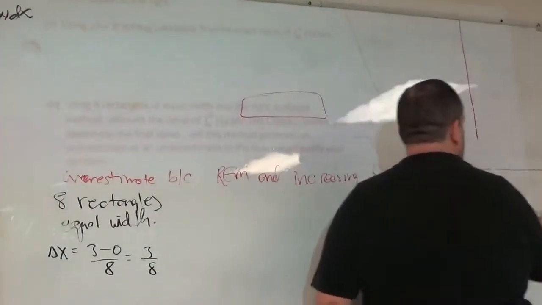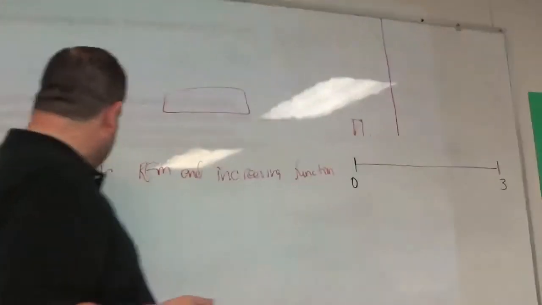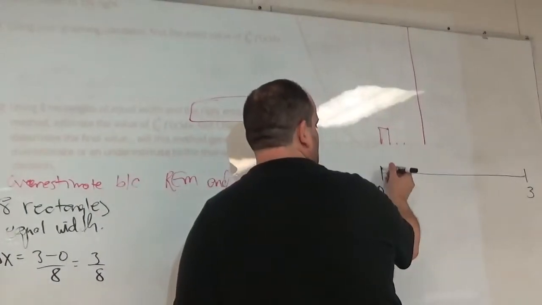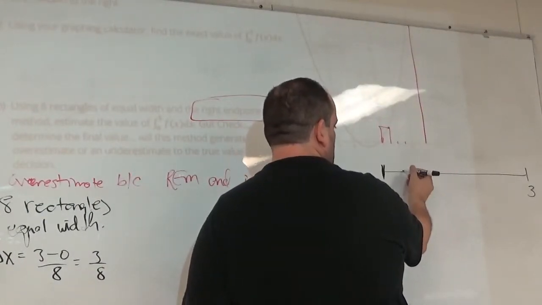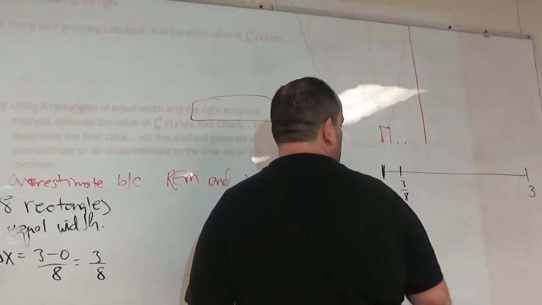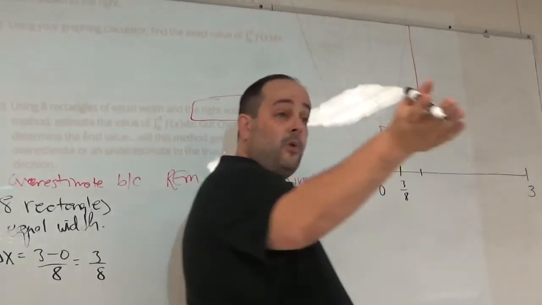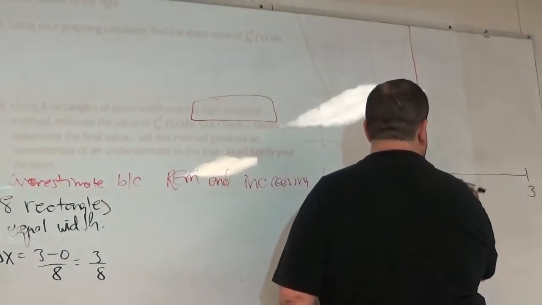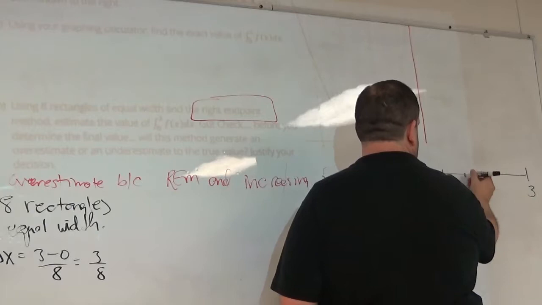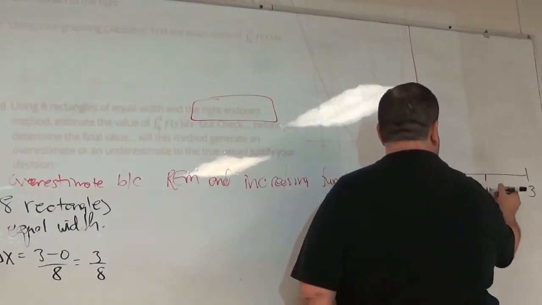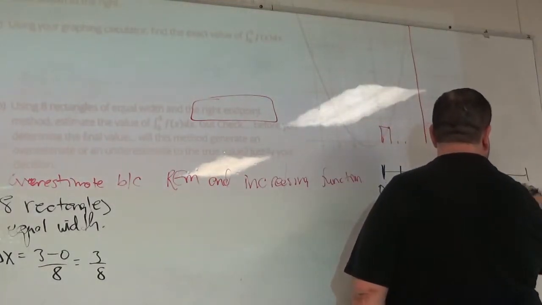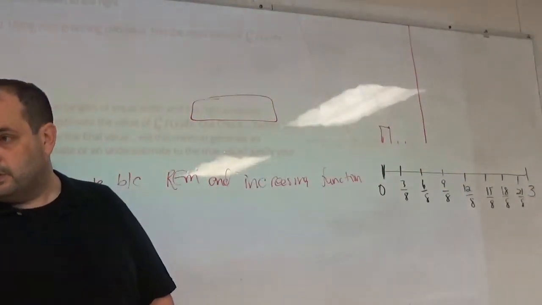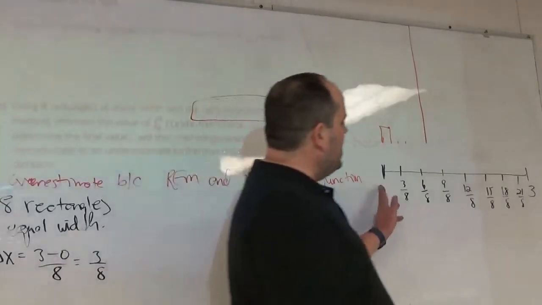If I'm going to go from 0 to 3, and each rectangle has a width of 3/8, where are my cut points? The first rectangle starts at 0, where does it end? At 3 over 8. How about the next one? 3/4 if you reduce it. Let's avoid reducing. 6/8. Next one? 9/8. Next one? 12/8. 15/8. 18/8. 21/8. The last one would be 24/8. Good news. That's 3. These are your cut points.